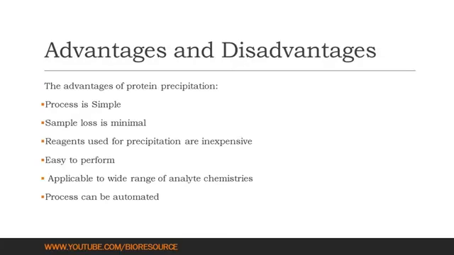Let's see some of the advantages and disadvantages of protein precipitation. The advantages of protein precipitation are that the process is simple and the sample loss is minimal, and the reagents used for precipitation are less expensive, and these are easy to perform and applicable to a wide range of analyte chemistries, and this process can also be automated.